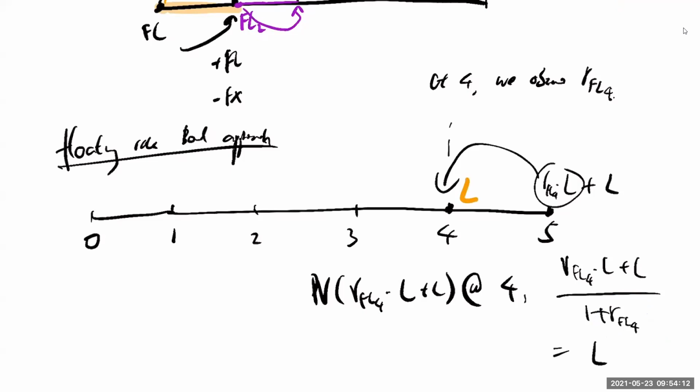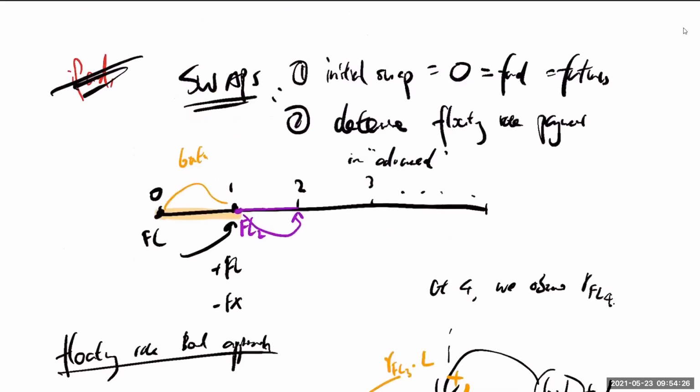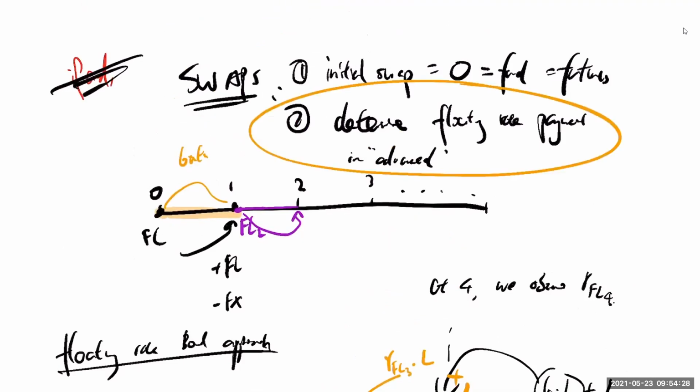We need to incorporate that at time 4. We have a floating rate payment, which is RFL3 times L. And how do we get RFL3? RFL3 is what we observe at time 3, right? Because that is the nature, we determine that in advance.